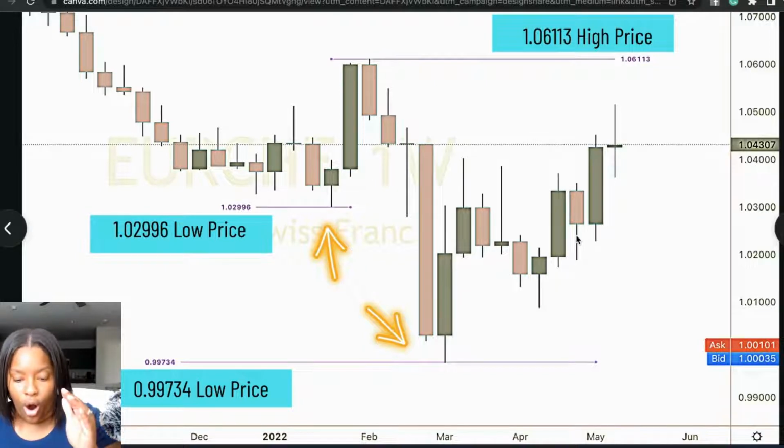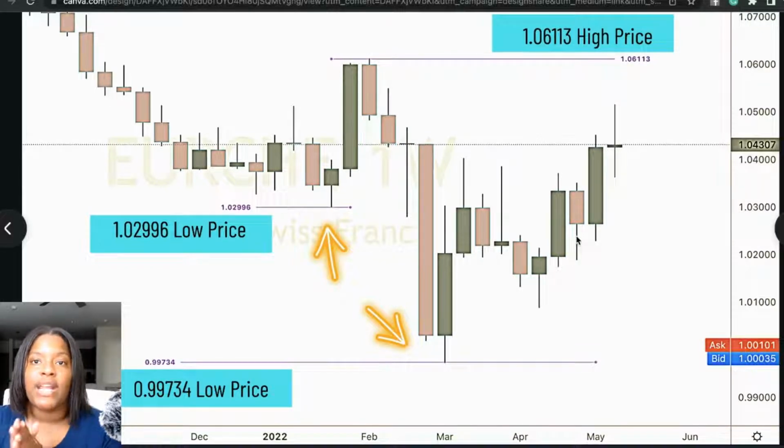Now, are you the buyer or are you the seller in this example? If I said we're going to trade this together, what's our next play? Let's talk about it. What's your next play and why?